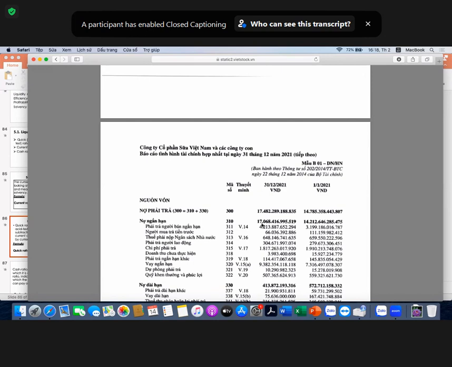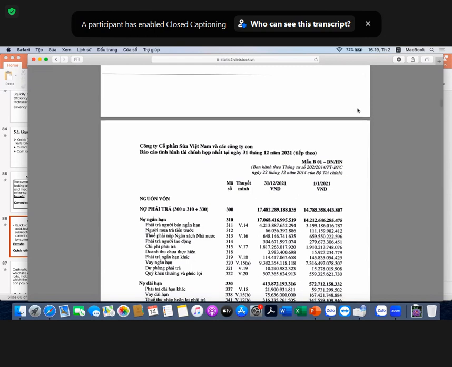Quick ratio 2021 is 1.71. And what is the quick ratio in 2020? 1.74. Okay.